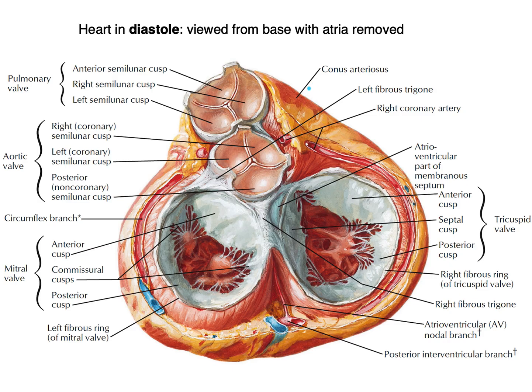So it is again a superior view for the valves after removing the atria, and that was taken during the diastole of the heart. You know, the cardiac cycle has two events, diastole and systole. So this is during diastole, and you'll see here that the atrioventricular valves are open to let the blood drain from the atria to the ventricles.